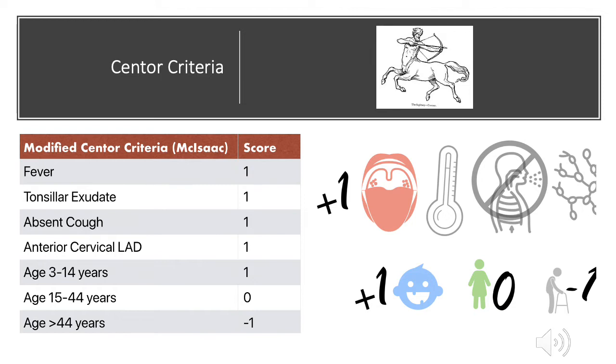So the Centor criteria, or the modified Centor criteria that we're going to talk about, is a pretty straightforward system. There are a couple categories: fever, tonsillar exudate, absence of cough, and lymphadenopathy. And for each one of those, you get a point. And then there are age criteria. If you are young, age 3 to 14 years old, you get a point. If you're 15 to 44, you get 0 points. And if you're older, above 44 years old, you get -1 point.